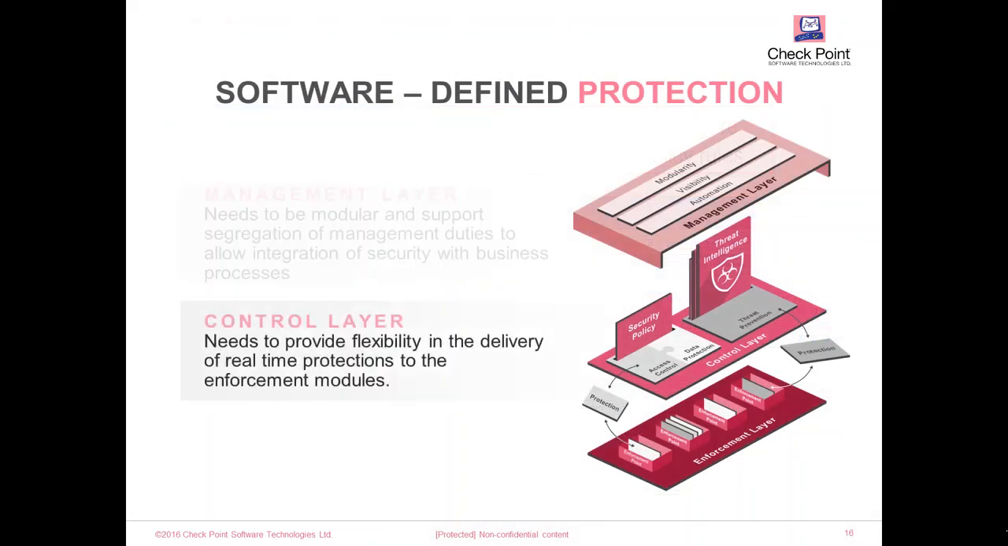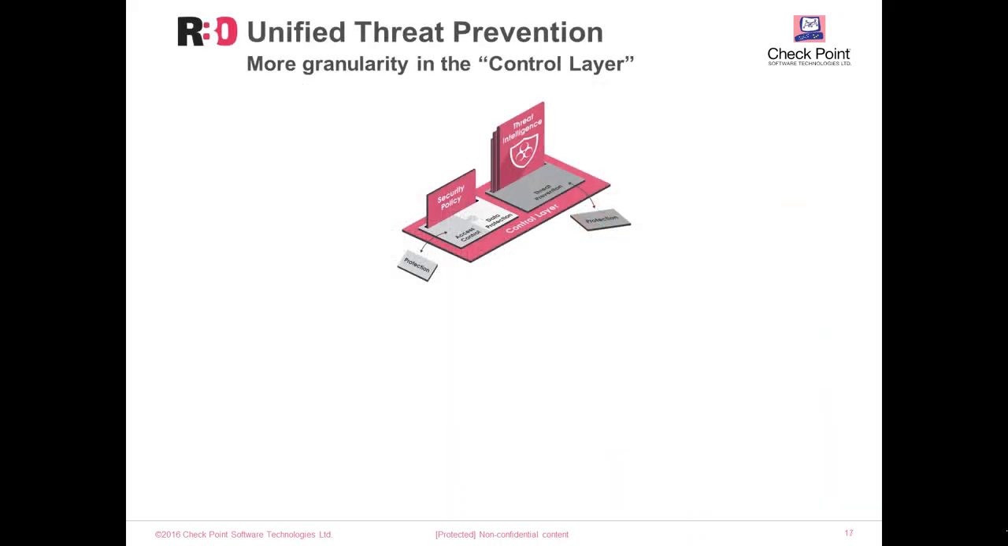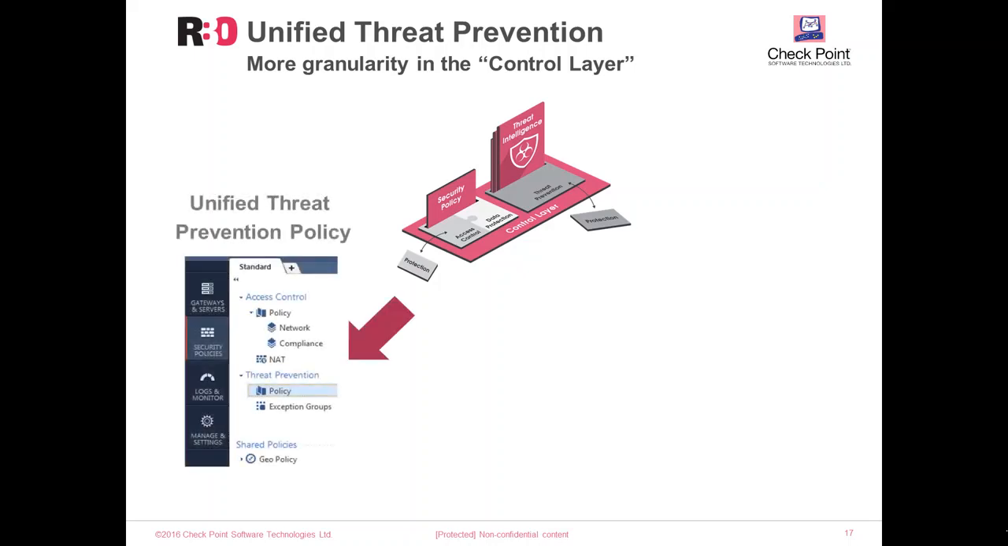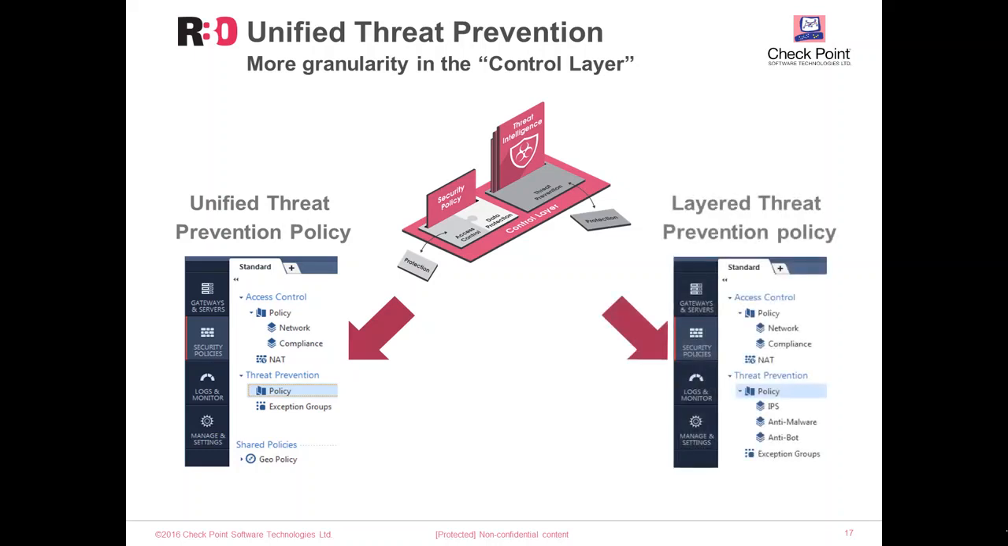So also as discussed, management needs a layered support to support segregation of management duties, while the control layer needs to provide flexibility in the delivery of real-time protections to the enforcement modules. The unified threat prevention rule base allows to have multiple threat prevention profiles per gateway, where you can define protections per access profile, zone, VLAN, network group, etc. By layering the threat prevention rule base, you can build more granular threat prevention policies. We're going to talk more about this in the coming slides.